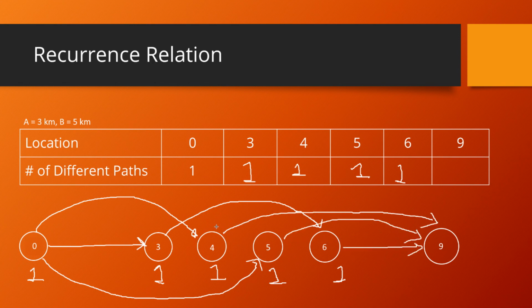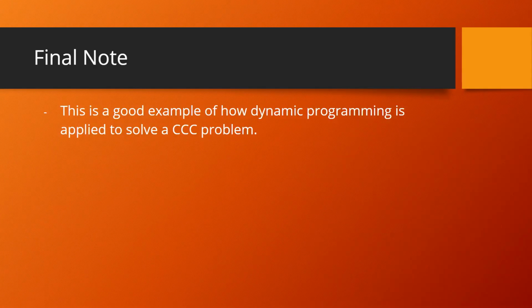Look at how many different paths there are to get from 4, 5, and 6. We simply add up all of these different numbers to get the number of different paths to get to 9. So finally, our final answer is that there are 3 different paths to get from node 0 to node 9. What I just showed here is a good example of how dynamic programming is applied to solve a Canadian computing competition problem.